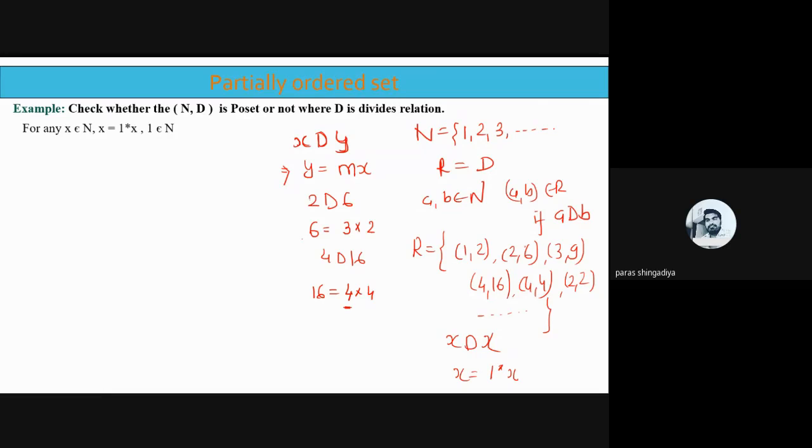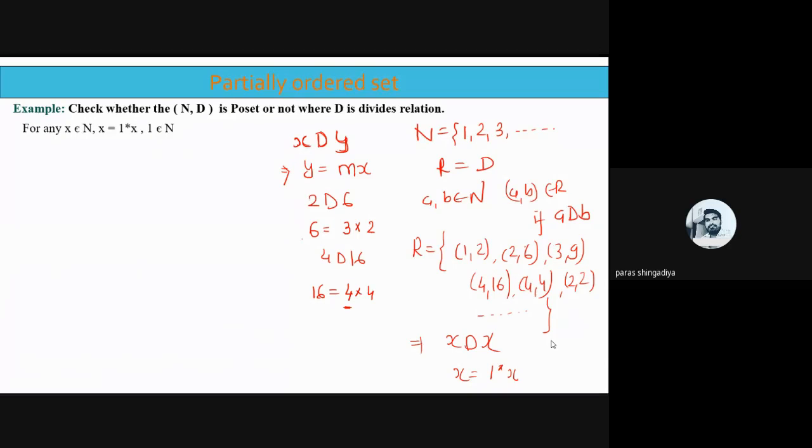Clear? And you can also check for any number belonging to the natural numbers. 1 divides 1, here x divides x means 1 divides 1, that is true. 2 divides 2 is also true. 3 divides 3, it is true. 4 divides 4, 5 divides 5, 9 divides 9, any number you consider can be easily divided by itself. So it is true for any number belonging to the natural numbers.